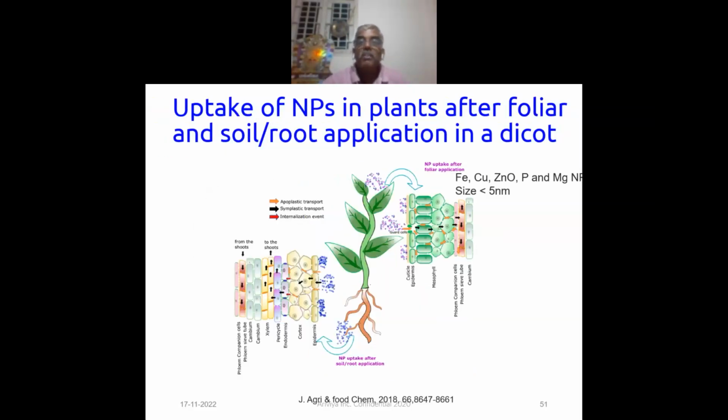Okay, so when you ask what type of nanoparticle is particularly helpful for this kind of thing, it is silica. When you talk about soil application, it is silica. On the other side, iron, copper, zinc oxide, phosphorus, and magnesium nanoparticles, maybe less than 5 nanometers, are very useful, particularly for agriculture applications. So this is playing the major role right now: nanomaterials in agriculture.